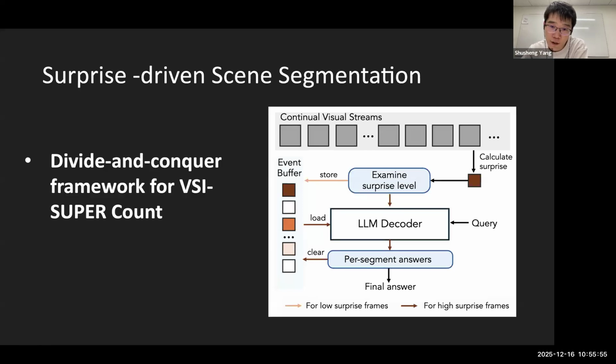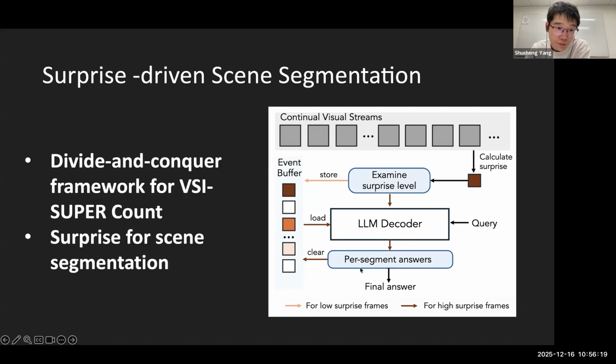So we will use the previous memory to answer the question, for example, how many chairs have you seen in this video? And then we will save this answer in our memory budget. After all the video has been processed, we will calculate the sum of all the answers as our final answer. So in summary, our key design here is that we use surprise for scene segmentation.